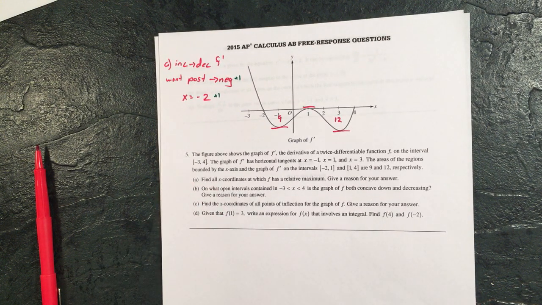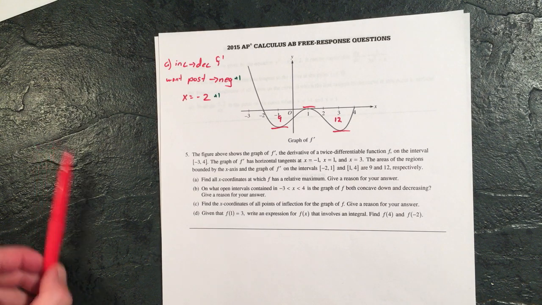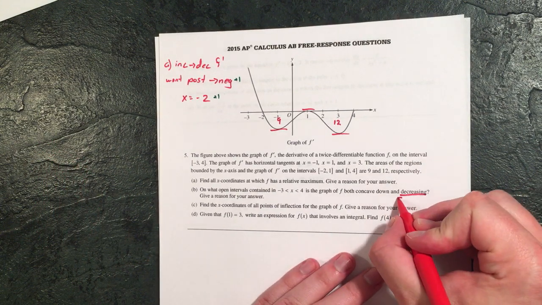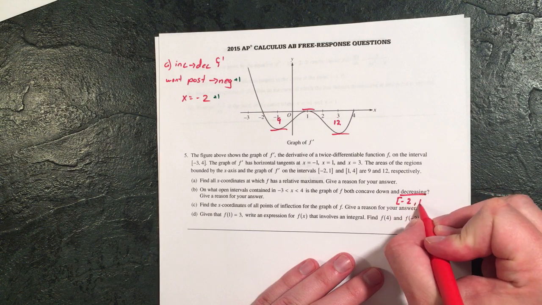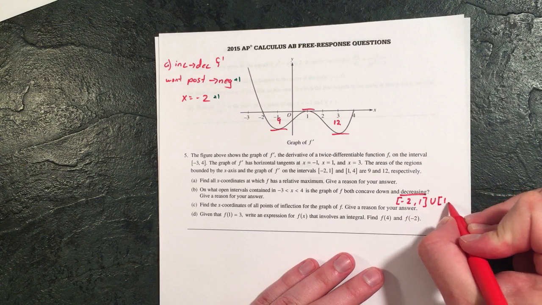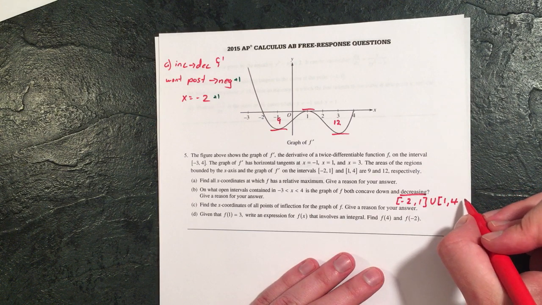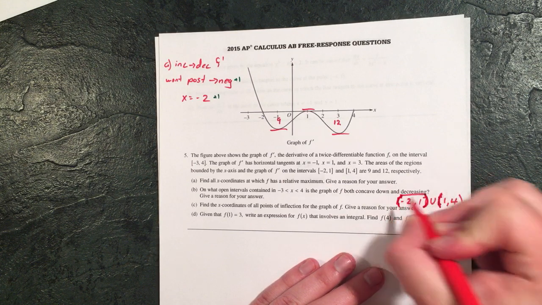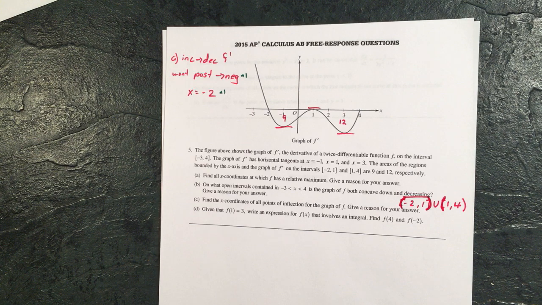On what open intervals on the graph is f both concave down and decreasing? So decreasing is the easier one to find here. Decreasing is where it is in fact negative. So it's decreasing from -2 to 1, as well as 1 to 4. And I messed this up. This should be parentheses, not brackets, because it doesn't include those numbers since it is 0 at those points.